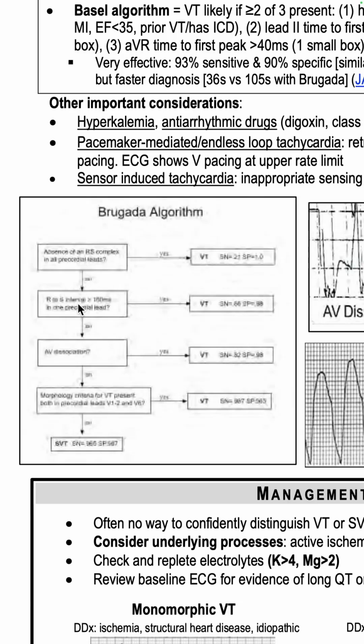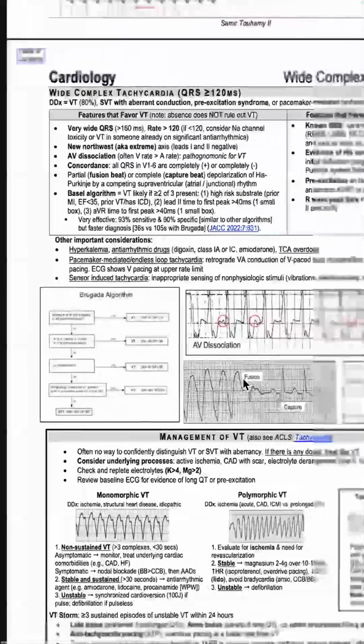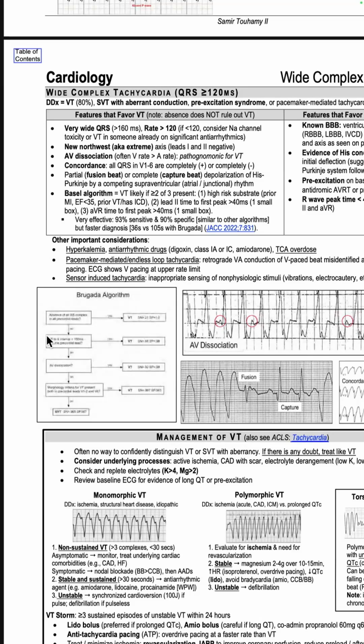If the R to S interval is greater than 100 milliseconds in one precordial lead, in VT this is yes, in SVT this is no. If there's signs of AV dissociation, then in VT it is yes, if SVT it's no. If the QRS morphology is consistent with VT in leads V1, V2, and V6, in VT this is yes, in SVT this is no. So the interpretation of this algorithm is that if the answer to any of these questions is yes, it's VT. Otherwise, if none are present, it's most likely SVT.